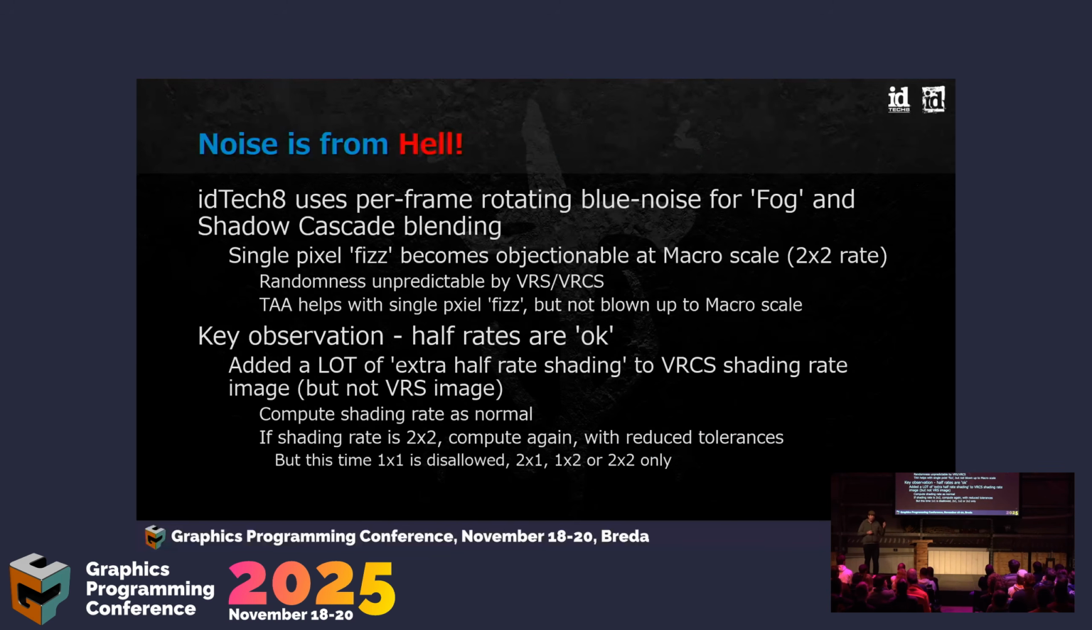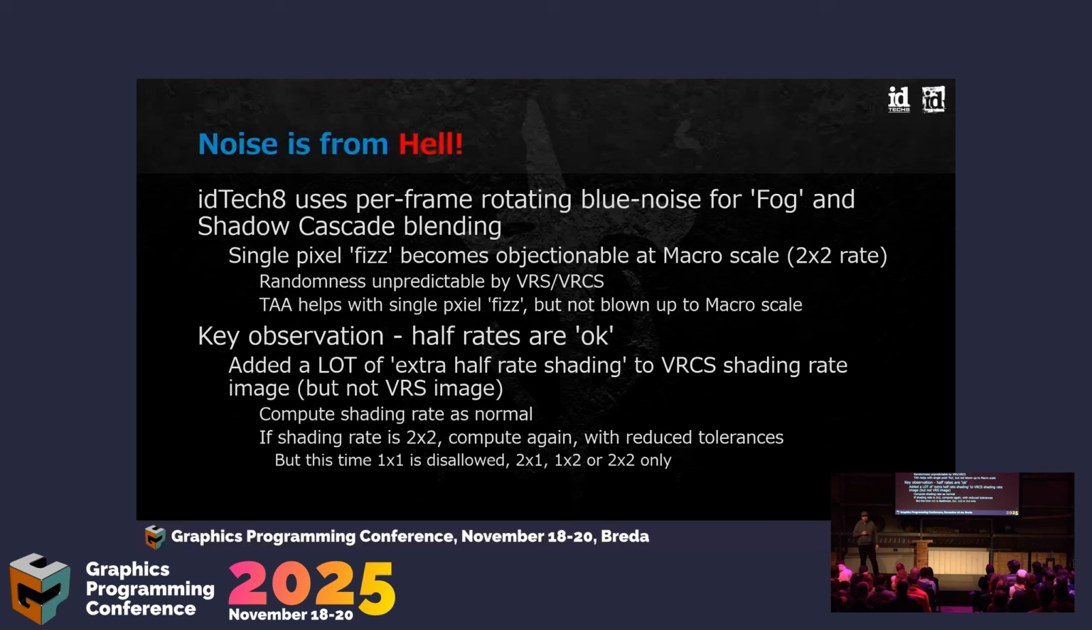Except noise. I hate noise with a passion. It turns out that idTech 8 uses rather a lot of rotating blue noise. Things like raindrops were not a problem for VRS. It's a fairly random event, but it's not per-frame random, so we could cope with raindrops. But where we're using noise to do things like blend between shadow cascades, that was a real problem, because there would be a single pixel fizz that TAA would largely clear up. But when you blow that up to 2x2 rates, then TAA doesn't fix it quite so well.